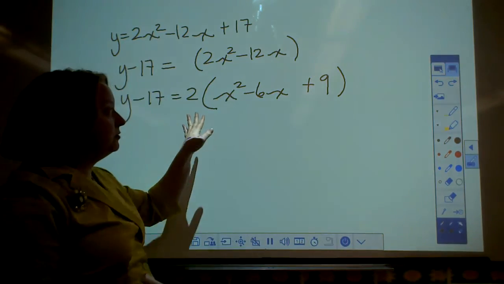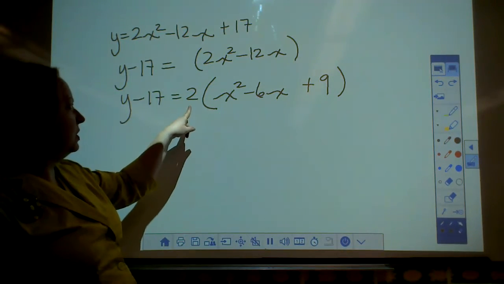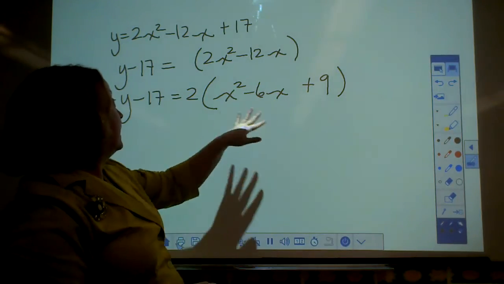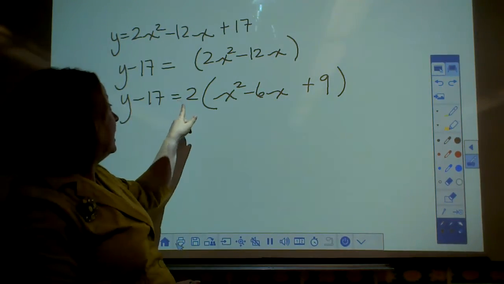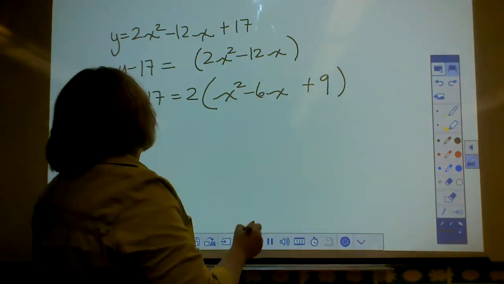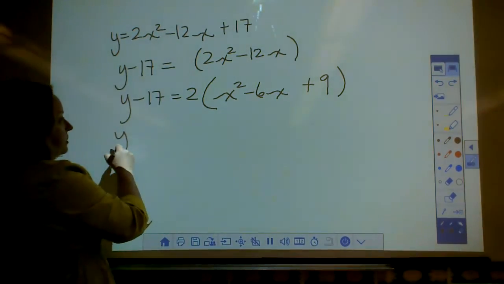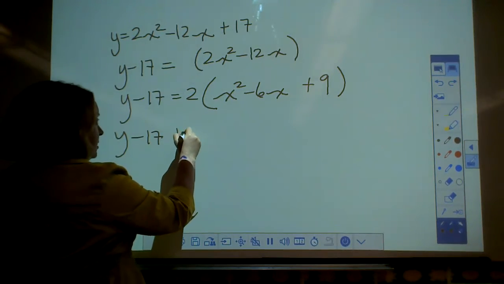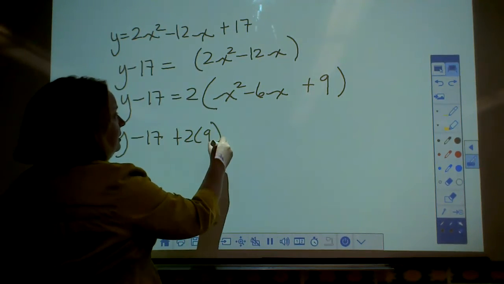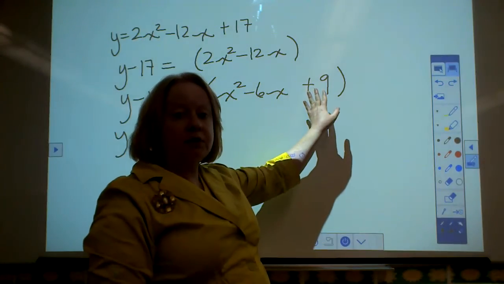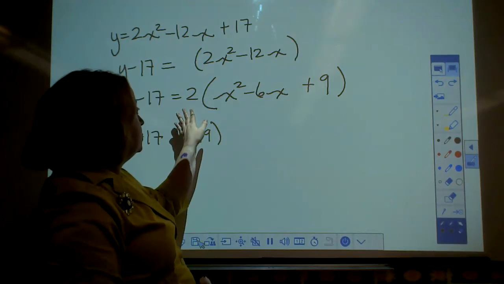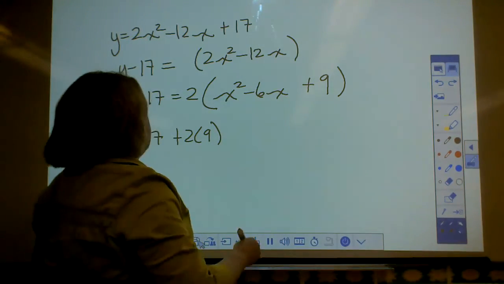But I have to be careful because there's a 2 in front. So really, I'm not going to add 9 over here. I'm going to add 2 times 9 to keep it balanced. So this will become y minus 17 plus 2 times 9. Because if I plop something here, I have to notice what's in front of it. And so that'll be 2 times 9, which is 18.